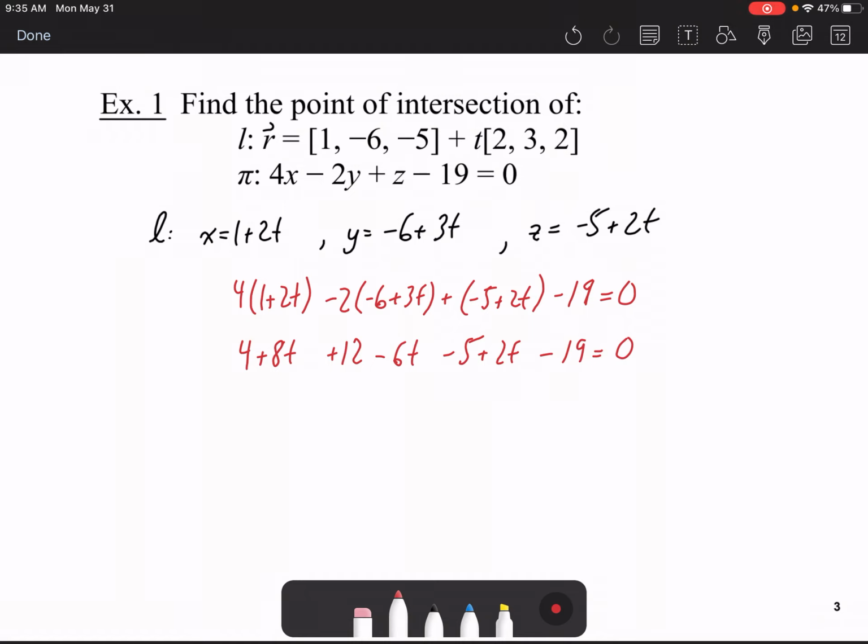Okay, so it's going to be 4t. Using my calculator right now, just to work this out. This one turns out to be -8. So here you get a t value equal to 2. So if our t value is equal to 2, that means you can substitute back into your parametric forms and actually find your point of intersection.